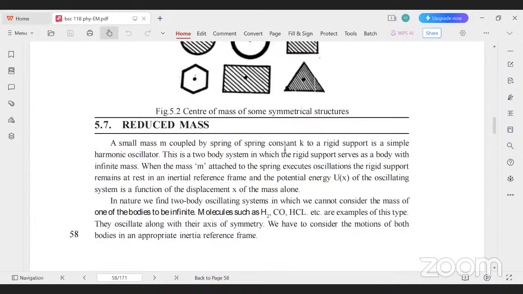Okay, so what is reduced mass? A small mass M coupled by a spring of spring constant K to a rigid support is a simple harmonic oscillator.